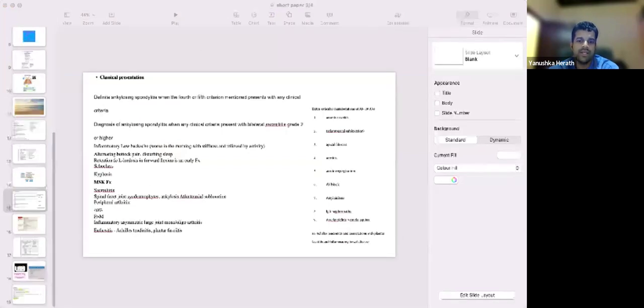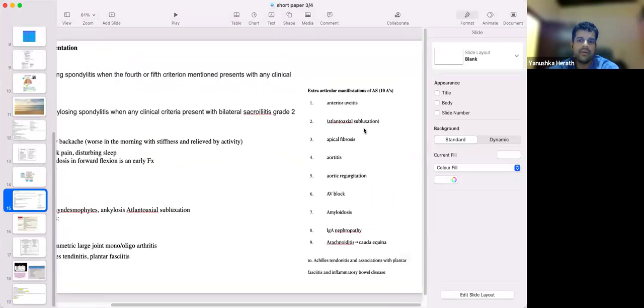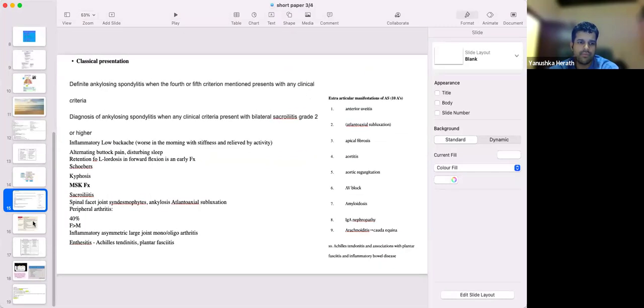History of ulcerative colitis, you should entertain that as well, because why? In ankylosing spondylitis, there are 10 A's, so you have to remember all 10 A's: the atlantoaxial subluxation, anterior uveitis, apical fibrosis, aortitis, AR, AV block, amyloidosis, IgA nephropathy, and cauda equina syndromes.